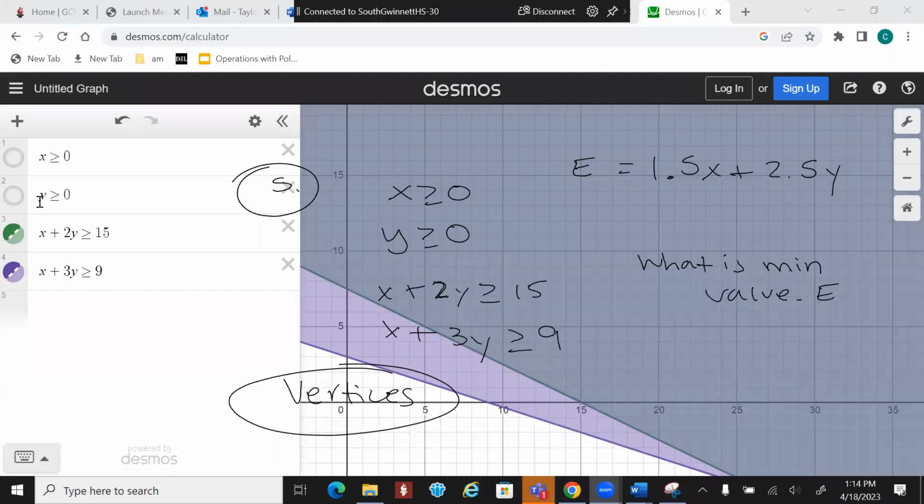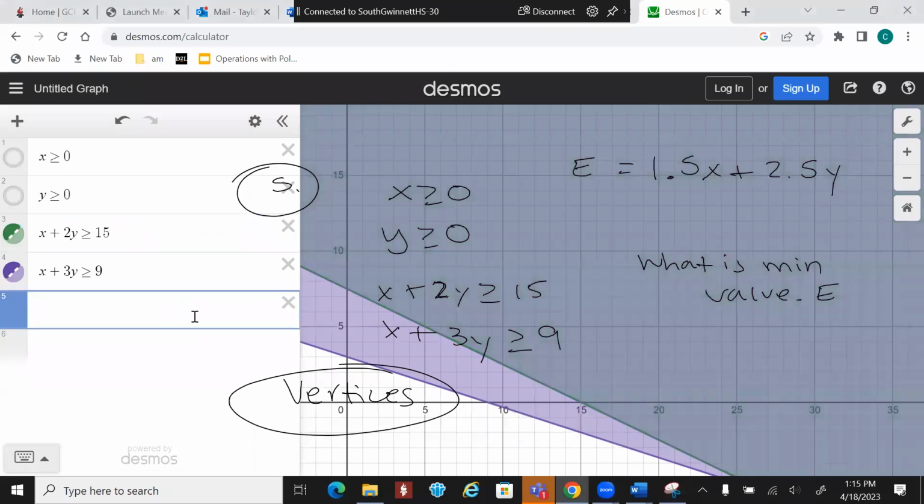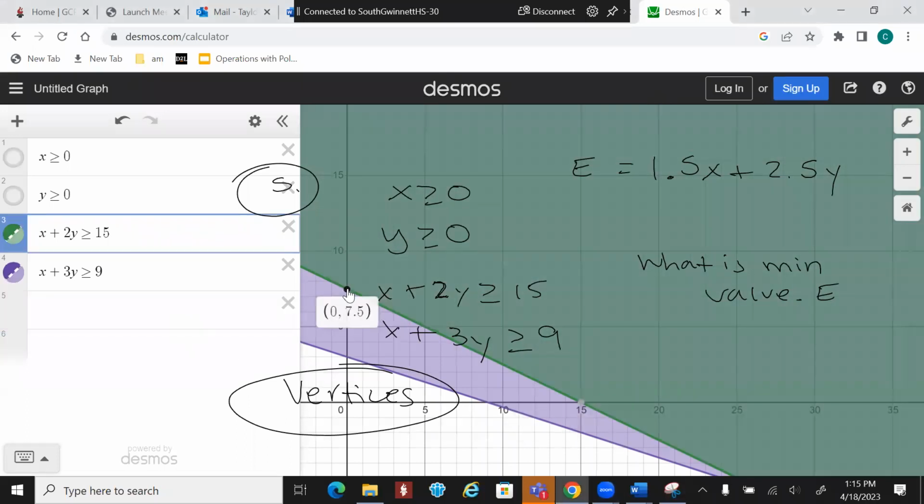What I like to do is take off the x is greater than or equal to, and y is greater than or equal to. So if I combine green and purple, it's going to be this region right here. We're trying to make the minimum value. So that's probably going to be either 0, 7.5 or 15, 0. So what you'll do is plug both of those into this equation to see which gives you the lowest amount. We got 0, 7.5 and 15, 0.